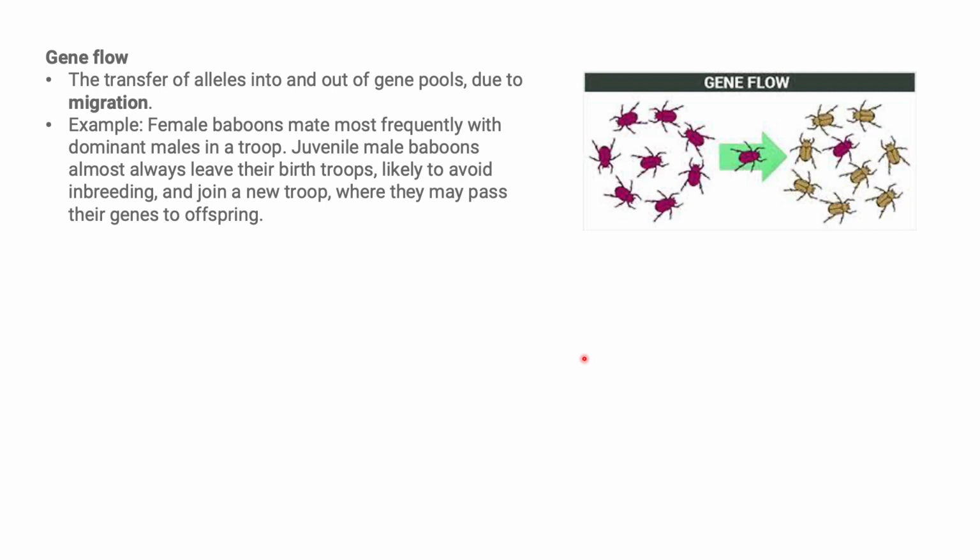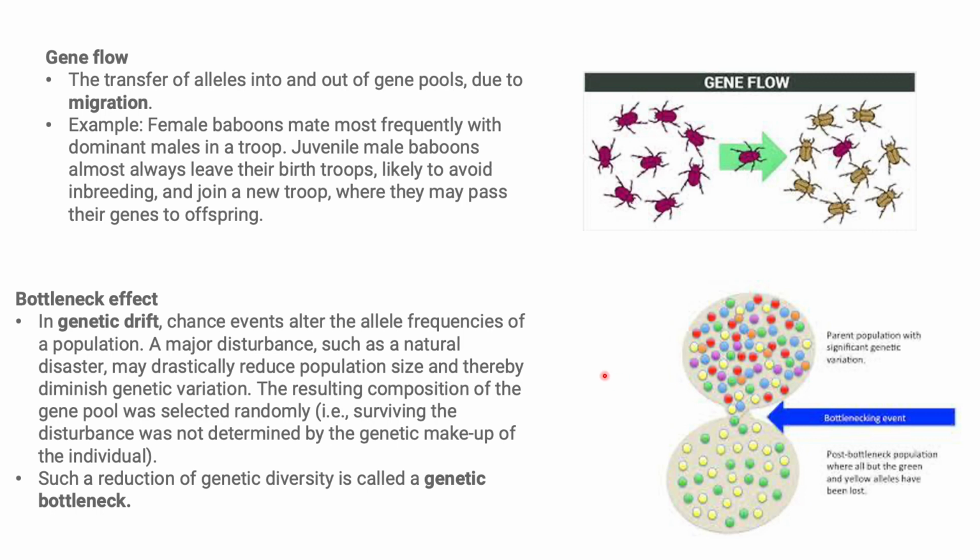Another terminology is the bottleneck effect. In genetic drift, chance events alter the allele frequencies of a population. A major disturbance such as a natural disaster may drastically reduce the population size and thereby diminish the genetic variation. The resulting composition of the gene pool was selected randomly. That is, surviving the natural disaster was not determined by the genetic makeup of the individuals. It was just by random chance. Such a reduction in genetic diversity is called a bottleneck effect. This affects the genetic makeup of a population.